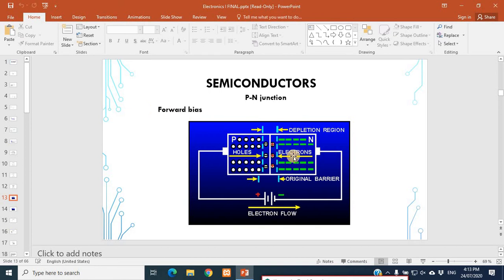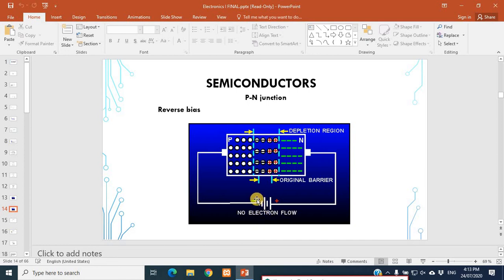On the other hand, if we interchange the terminals of the external voltage source, like you see in the next slide, where this time we put the negative terminal to the p-type and the positive terminal to the n-type, the negative terminal is going to attract the holes towards it, while the positive terminal attracts the electrons towards it. When this happens, the depletion layer rather widens, and at this condition the p-n junction does not conduct, and is said to be reverse biased. Okay, I believe we are getting somewhere.